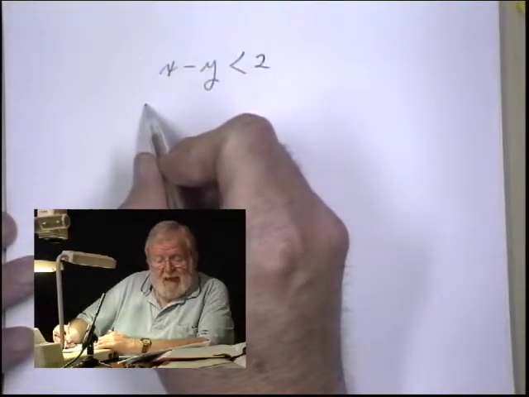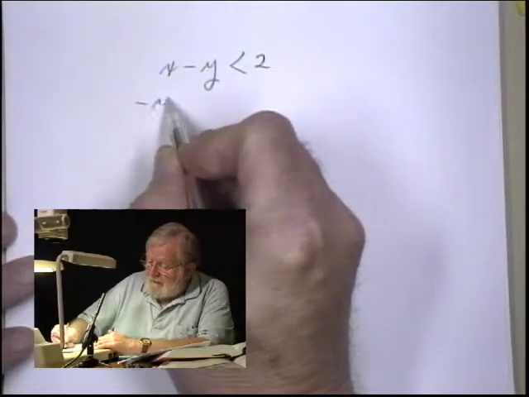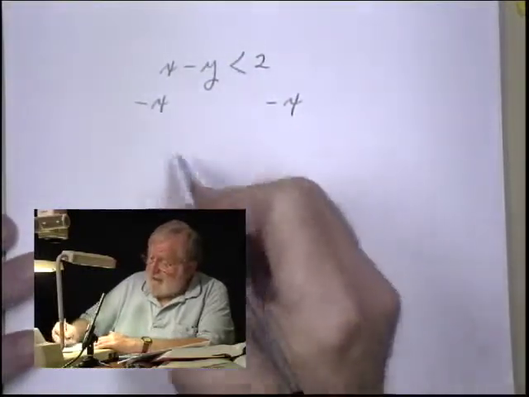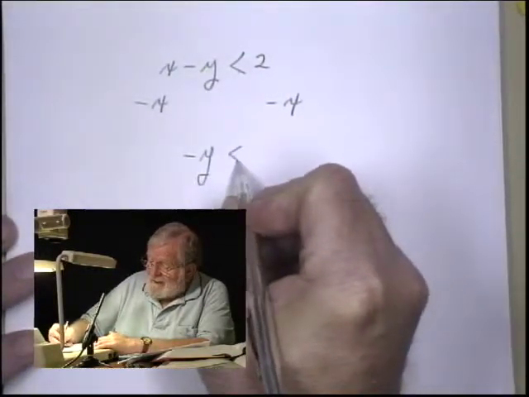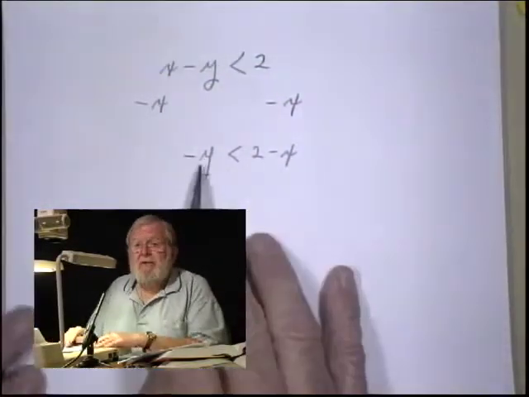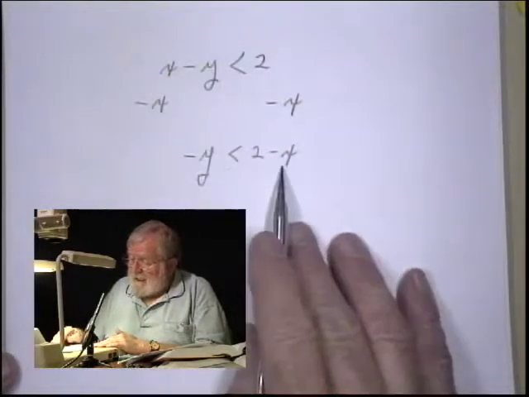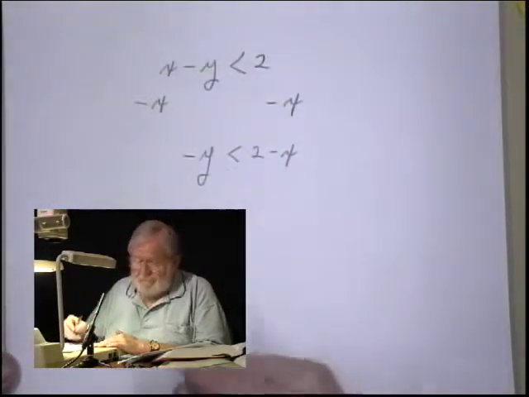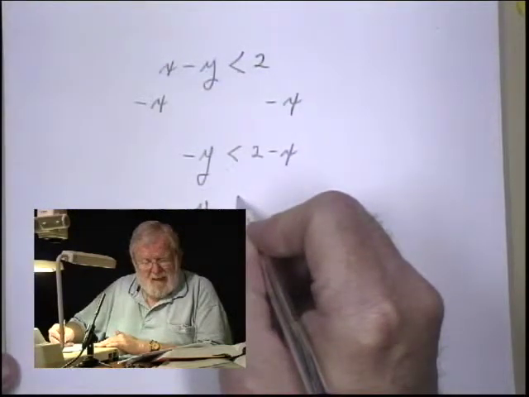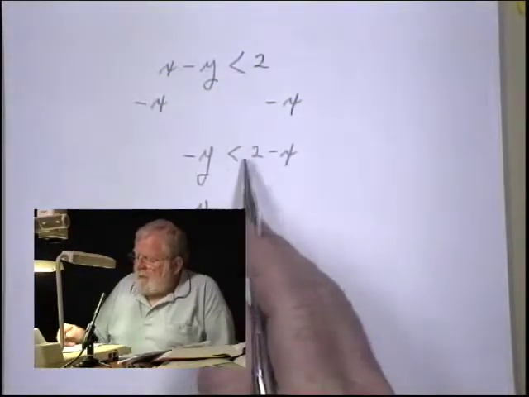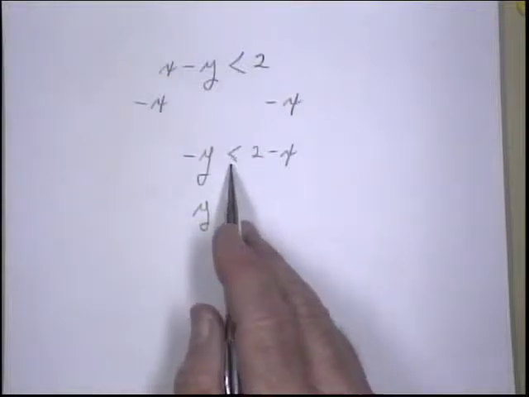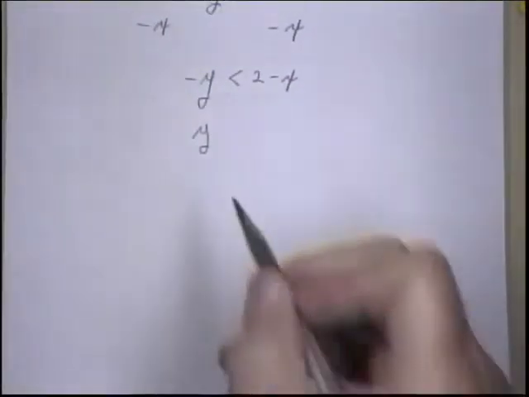So we're going to subtract x from this side of the inequality, and we'll subtract it from this side. So we're going to have a minus y is less than 2 minus x. I'm going to get rid of this minus here by dividing everything by a minus 1. So that's going to make this y, and I'm going to divide through by minus 1 and convert the inequality sign to an equal sign.